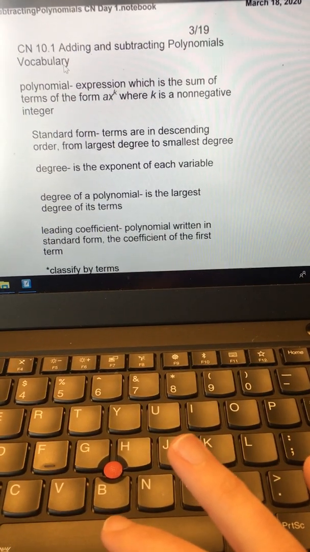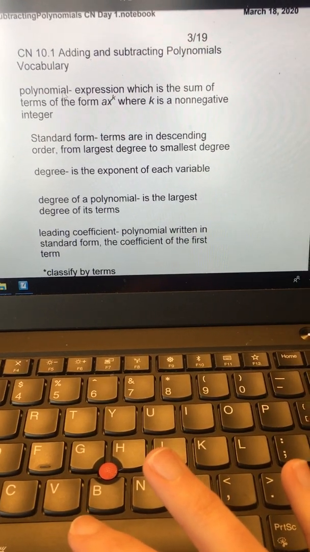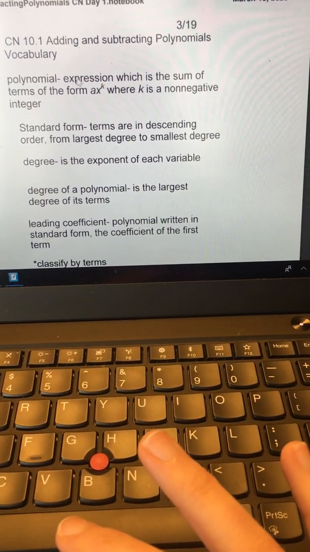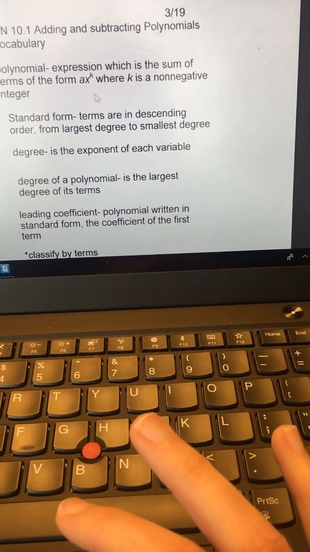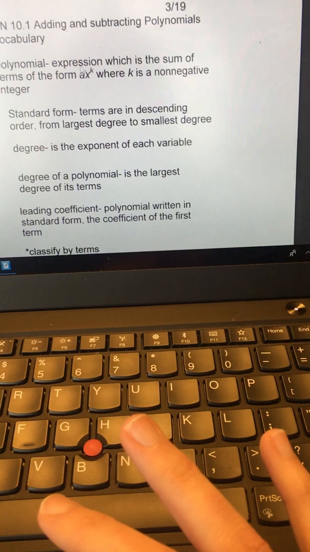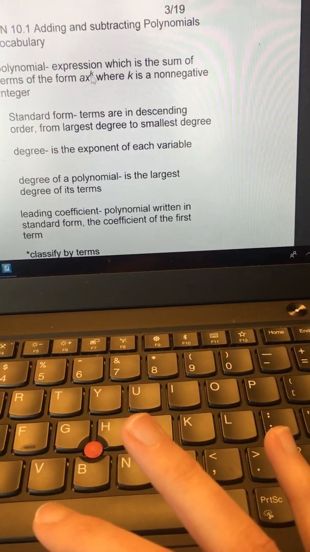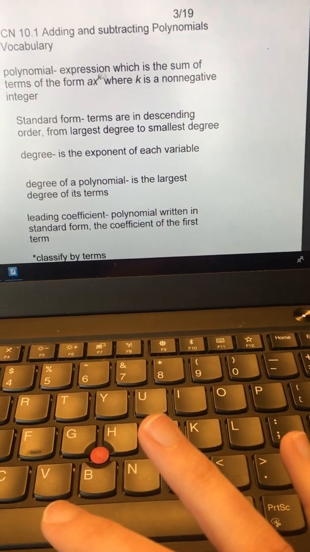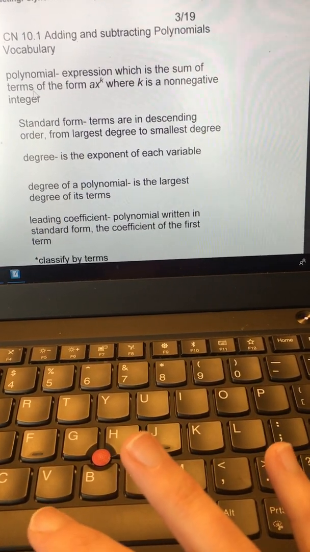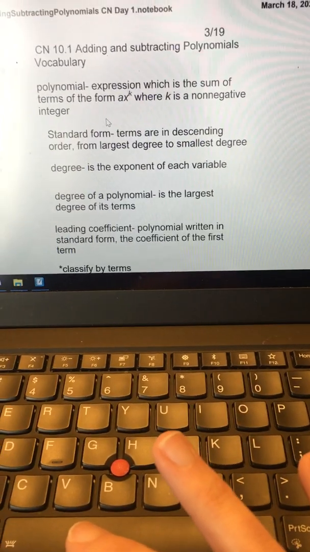So just to go over some vocab really quick, what is a polynomial? It's basically an expression where terms are being added and subtracted. What this is saying is that the terms will look like this, where you have only positive exponents for k. You'll have a number here, a letter, and an exponent. That's what a term is. And then the sum means they're just being added or subtracted together.